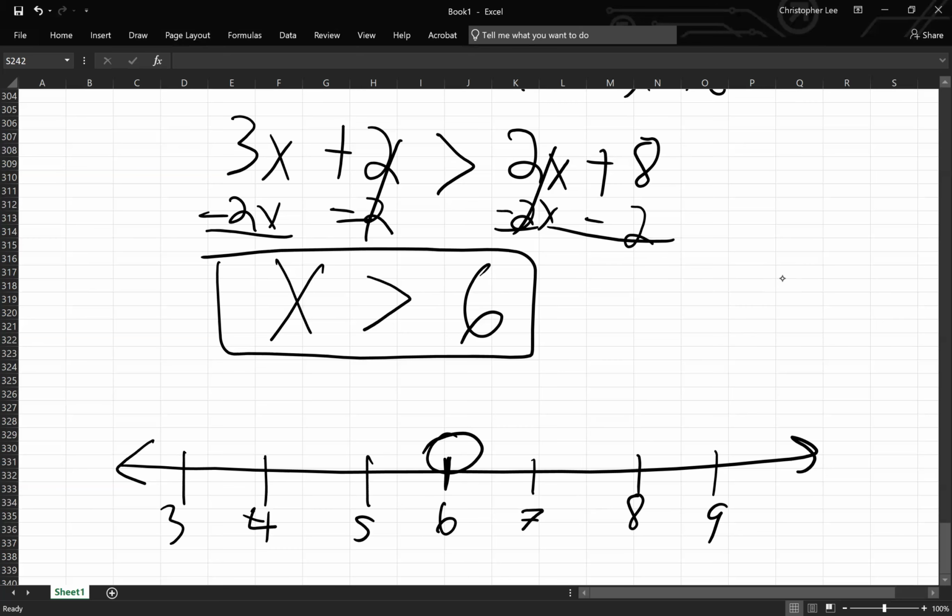Now, let's just say hypothetically speaking, I don't know which numbers are bigger than 6. What I could do is find a test value to see if it works. Let's say I choose 8. Is 8 greater than 6? That's true, so I know that definitely I want to go towards 8. Let's say that I choose 4. Is 4 greater than 6? No. So that's how I know not to go to the left.